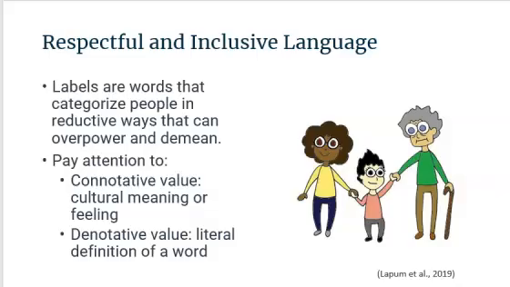Respectful and inclusive language. Labels are words that categorize people in reductive ways. They can overpower or demean them. We really need to pay attention to this. For example, talking about the demented patient, the autistic child, or that psych patient in room 3. These types of sayings, they're not respectful, they're not inclusive, so just be very careful and cognizant of the words, the terms, and the phrases that we use, not only even in just our writing, but also in our everyday speech.